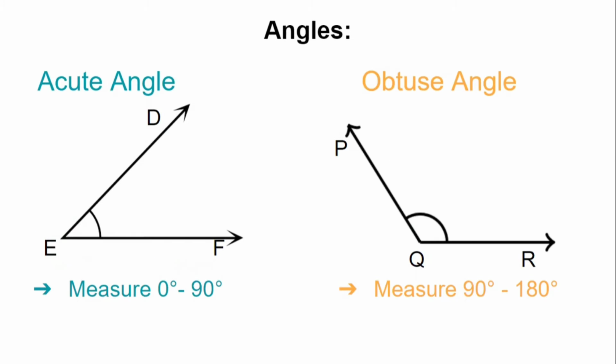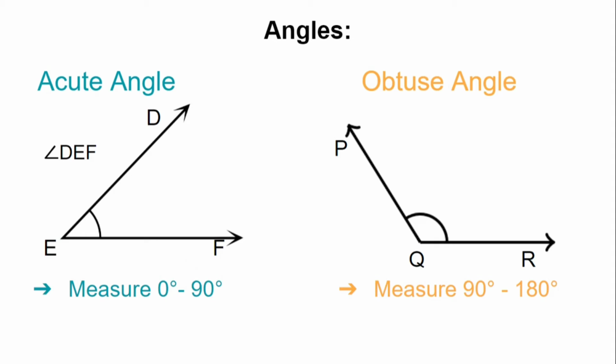The next type of angle that we're going to go over are acute angles. Acute angles are smaller than right angles, so they have a measure between 0 and 90 degrees. Here we have angle DEF. Angle DEF can also be named angle FED or angle E.